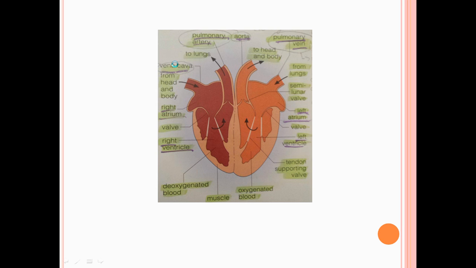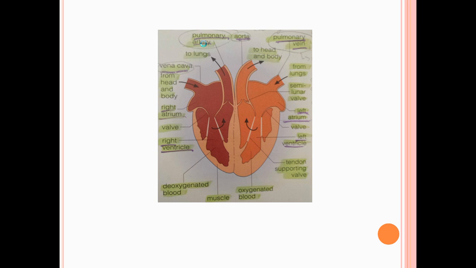So the vena cava is the biggest vein in our body. This vein carries deoxygenated blood from our head and body to the right atrium. Then from the right atrium, the valve right here opens up with the heartbeat, and it goes to the right ventricle. The right ventricle passes it down to the lungs by the pulmonary artery, which is the only artery carrying deoxygenated blood.